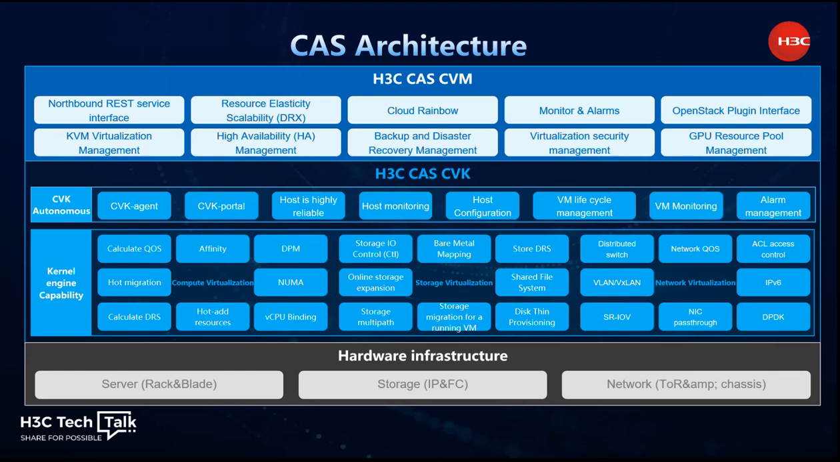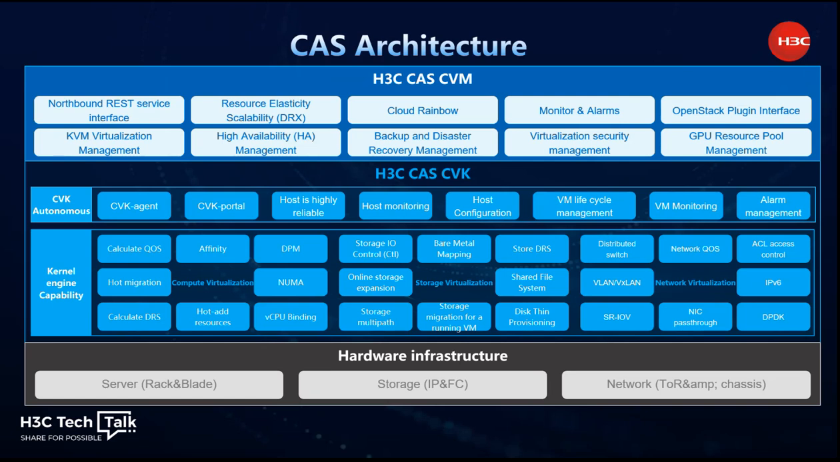If you look at the top portion there, we've got H3C CAS CVM. The M denotes that it's the management platform. And underneath that, we've got the CVK. And the K denotes that it's the kernel. So think of it this way. When we compare it to VMware, then CVM will typically be your Virtual Center server, and CVK will typically be your ESXi server. Okay, so that's the way that they are split up.